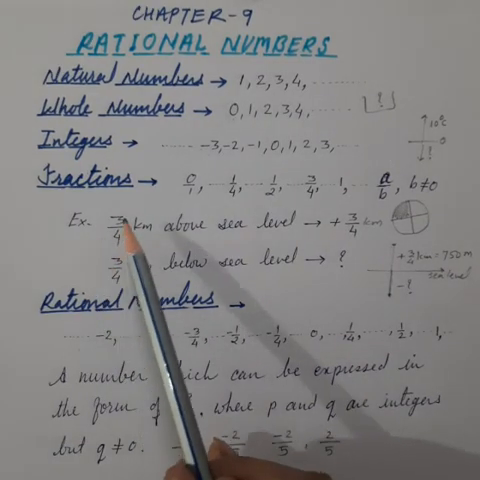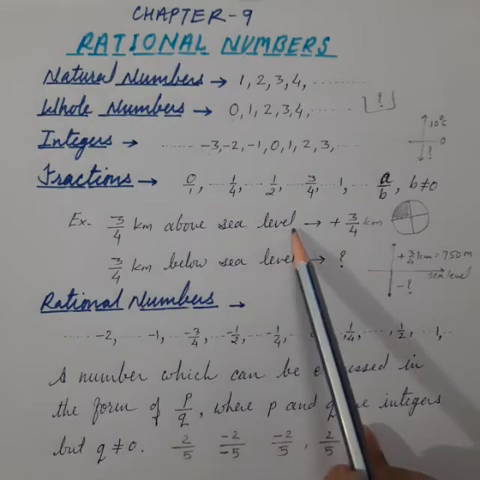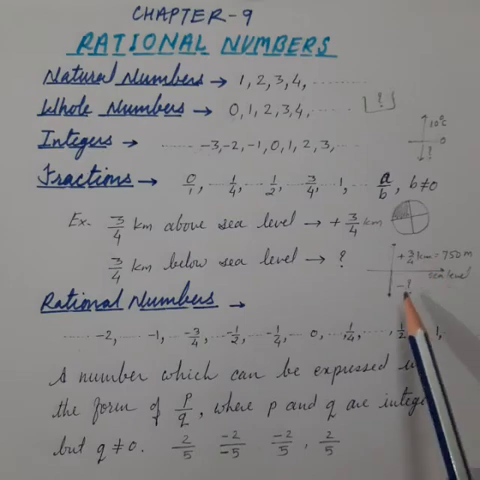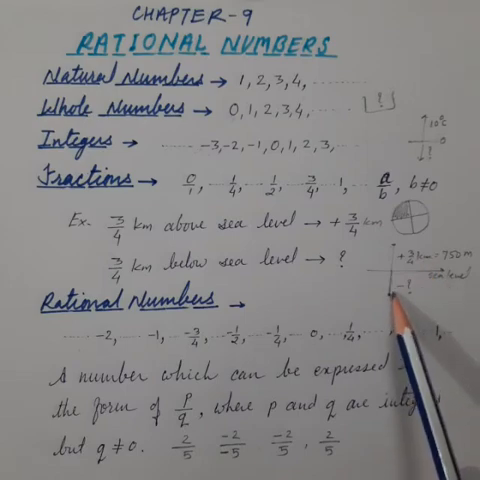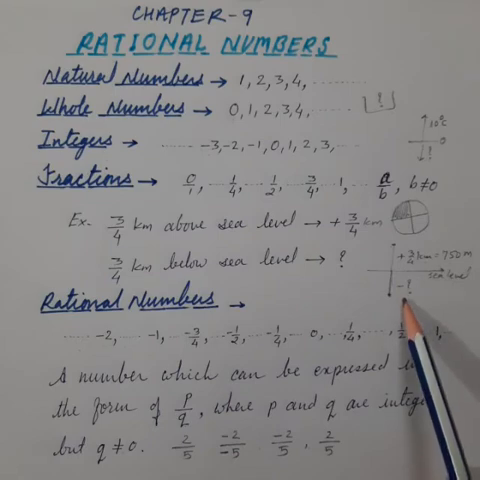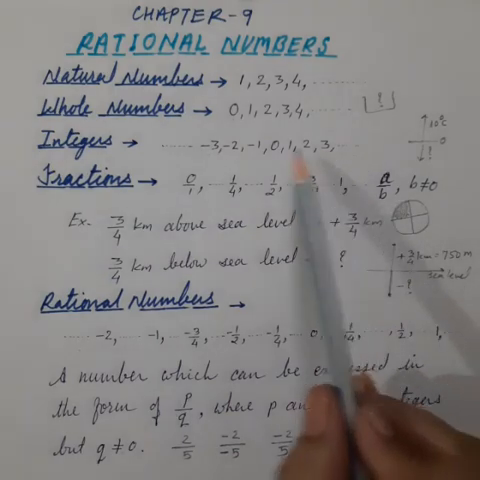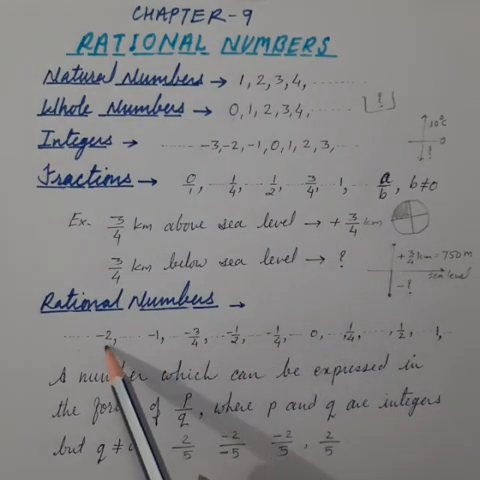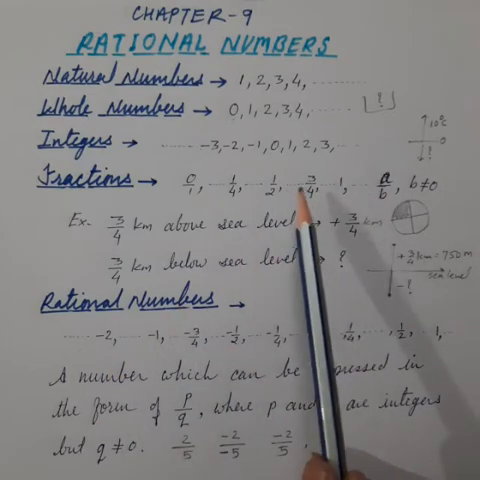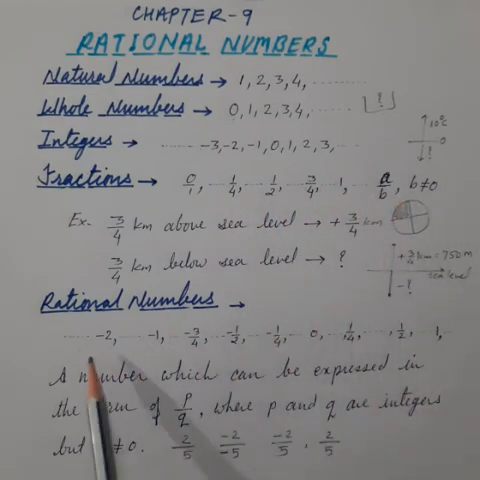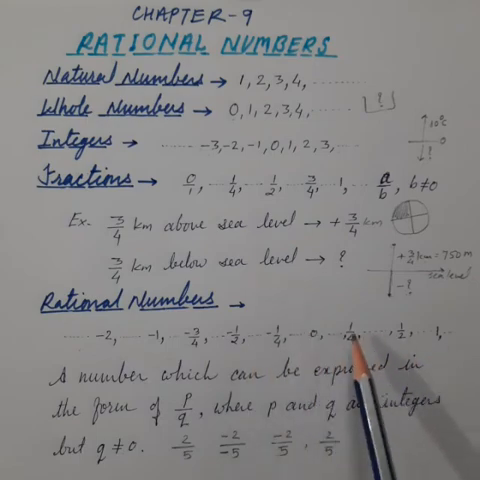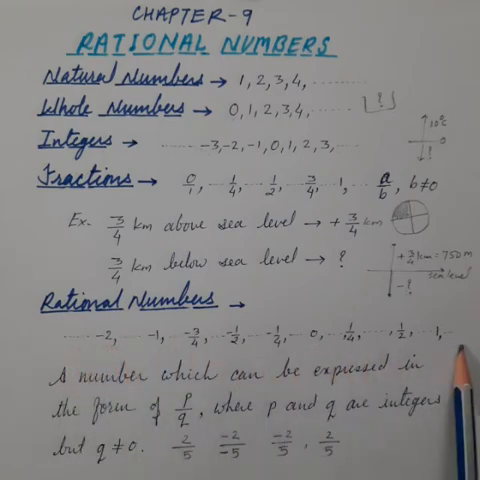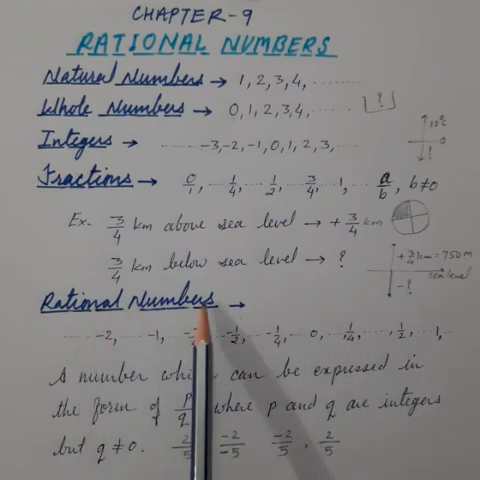Now, if the distance 3 by 4 kilometer is above sea level, it is represented as plus 3 by 4 kilometer. So, how to represent the position 3 by 4 kilometer below sea level? There is no number here to represent such conditions. So, new members are introduced. The negatives of fractions are introduced and the new group is formed with 0, fractions and negatives of the fractions. This new group of numbers is called the group of rational numbers.